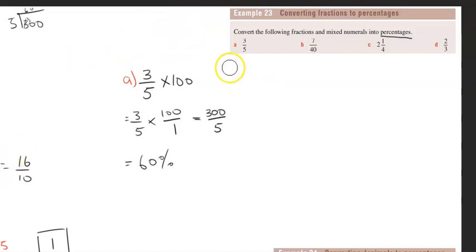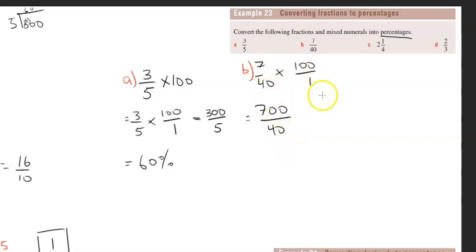For B, we are going to do 7 over 40. We're going to times this by 100 over 1. I'm just going to go straight into it. So this is going to be 700 over 40. 7 times 100 is 700, and 40 times 1 is 40. Remember our cool little hack: whenever I see a 0 on the top, I can cancel it out with a 0 on the bottom.